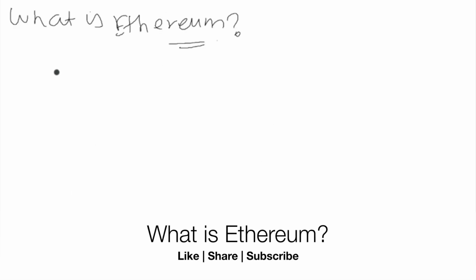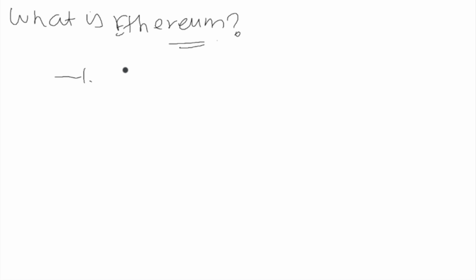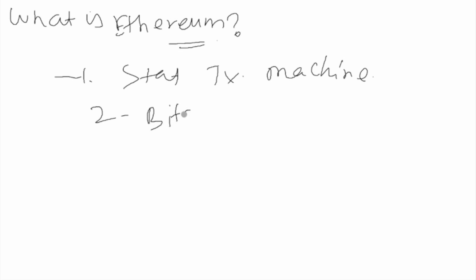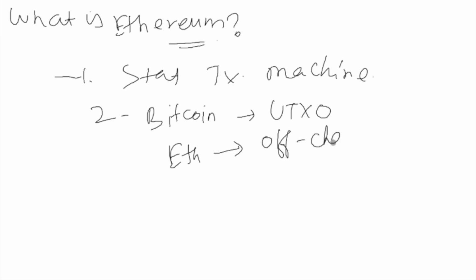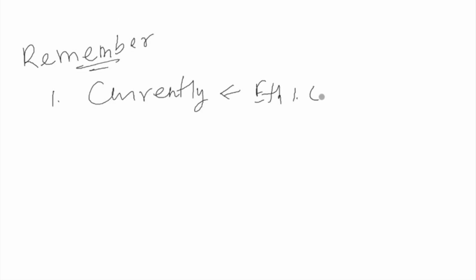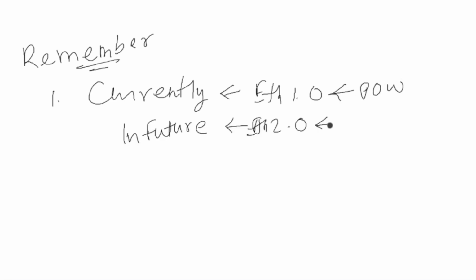So the biggest question is, what is Ethereum? Ethereum is a state transition machine. And the second point is, unlike Bitcoin, which follows the UTXO model, Ethereum saves everything off chain. So whatever account you have on Ethereum, the things are getting saved off chain. Remember, currently Ethereum 1.0 is using proof of work, while in future Ethereum 2.0 is going to use proof of stake. This is a new consensus algorithm we are going to see in future.